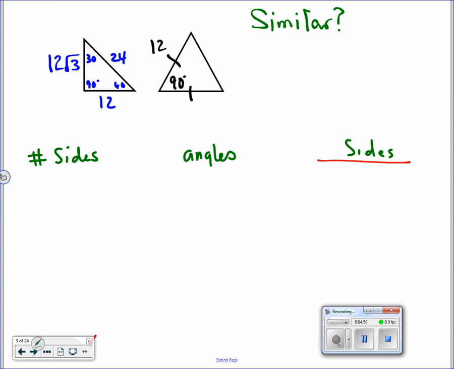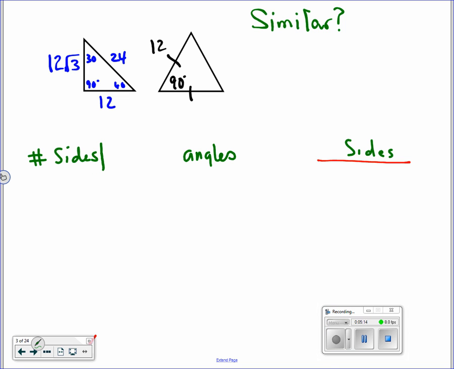Now in this problem, I'm asking you, are these 2 triangles similar? Now I could show every angle matches up and every pair of corresponding sides is proportional. I don't want them to be congruent. Remember, I want them to be proportional. That means one's going to be slightly smaller than the other.